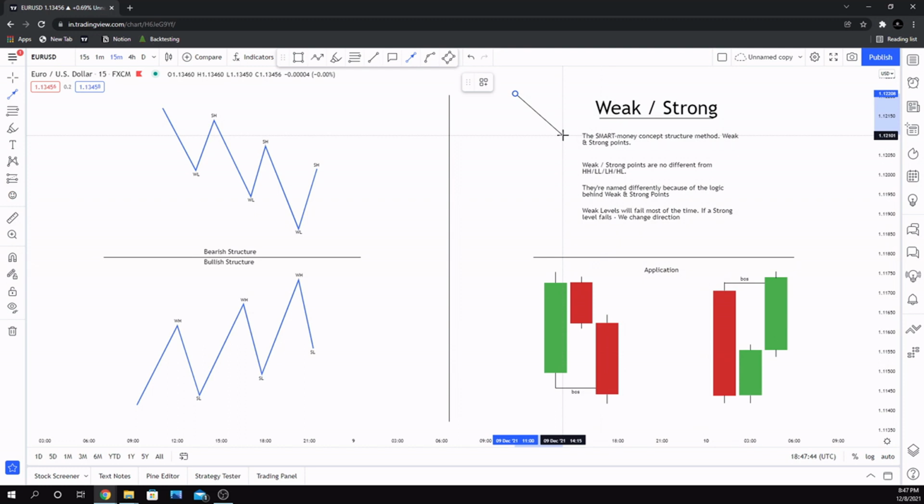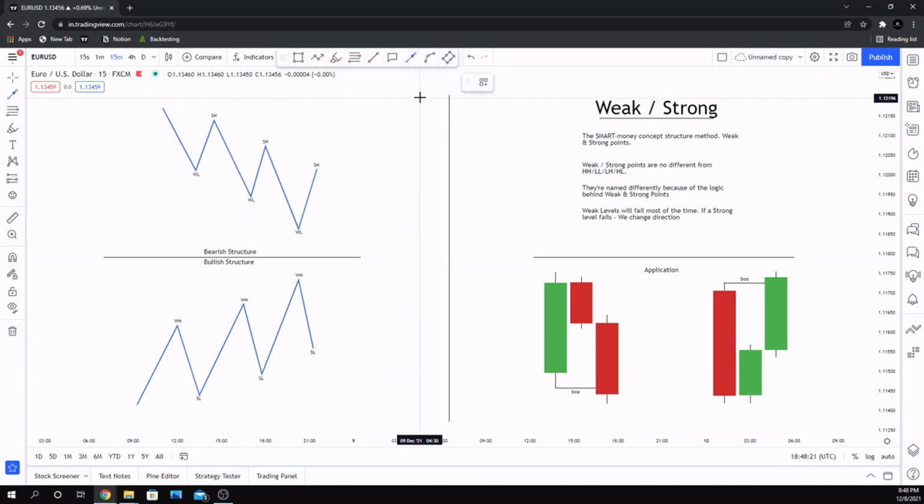This is sort of just, again, what I mentioned in the previous videos. This is more of the smart money way of how we name structure. Initially, weak and strong points are no different from higher highs, lower lows, lower highs, higher lows. They're named differently because of the logic behind the weak and strong points. And another key thing to take away is weak levels will fail most of the time. If a strong level fails, we change direction.